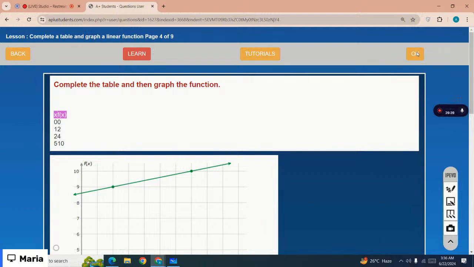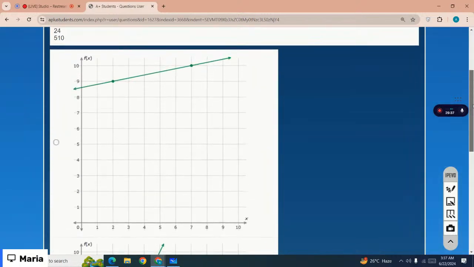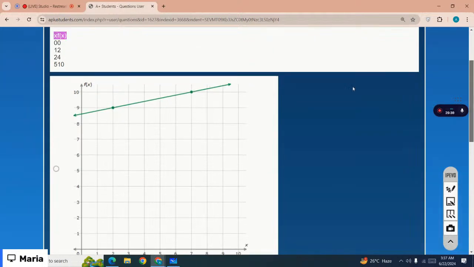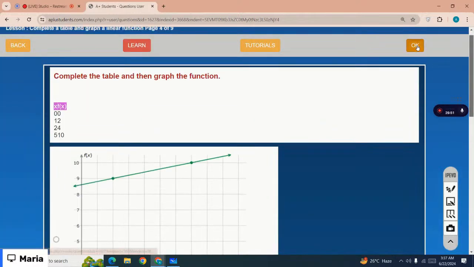Complete the table and then graph the function. X is 0, y is 0; 1, 2; 2, 4; and 5, 10. Let's just see which is the correct option. Here is the first graph, and you can see here the value 0, 0. That means the graph must start from the origin, right? So the first option is not the correct one. The correct option is option number 2. Got it?